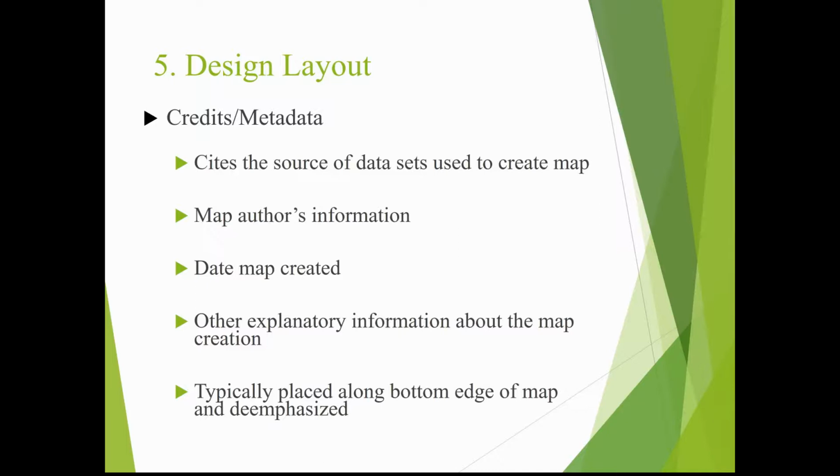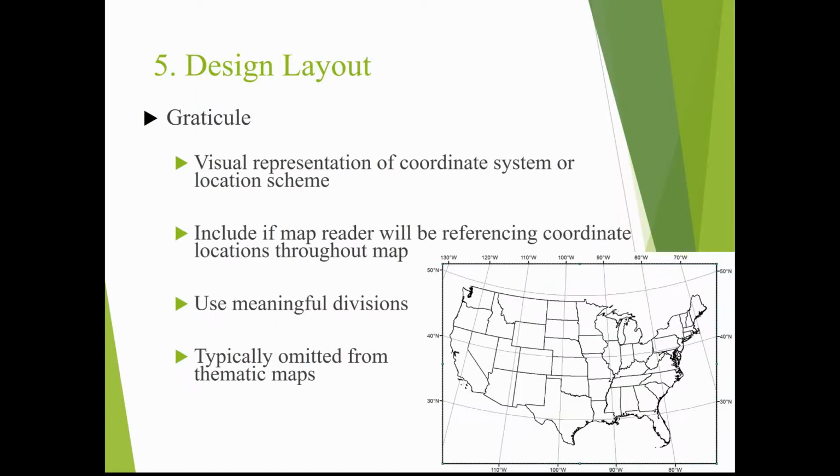The metadata or credits cite the source of the datasets used to create a map and provide the map author's information, the date the map was created, and other explanatory information about the creation of the map. As the metadata is typically not an important part of the map, it should not be visually dominating. Instead, the metadata is typically placed along the bottom edge of the map and de-emphasized. If the map reader wants to read the metadata, they will typically spend a little time searching for it.